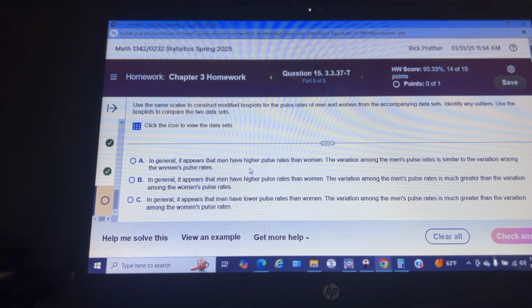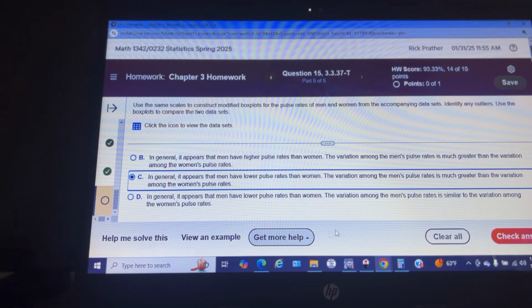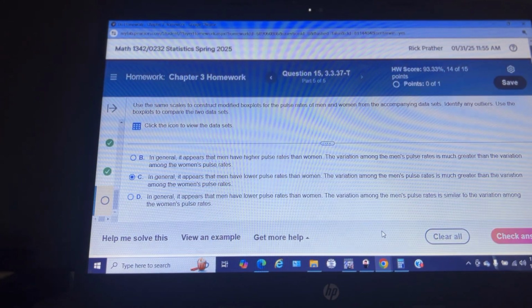It appears the men have higher pulse rates than women. No, definitely not. The women are higher because the women's median is much higher than the men's. And so if we don't have the average here, we could use median to tell that. So men have a lower pulse rate than women. It must be C or D. The variation among the men is greater. See, that's what's true. See, it's C here. The men have a lower pulse rate because their median is lower, but they have a higher variation because they're spread out more. And that's what you can tell by looking at the two box plots. So that's where this is useful.